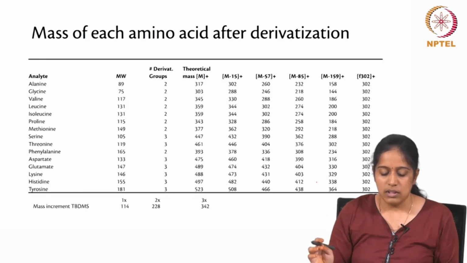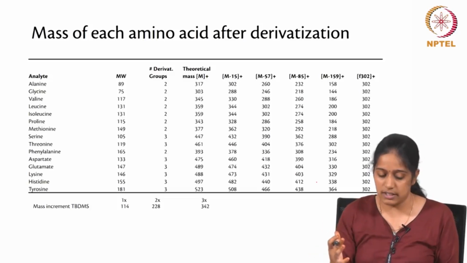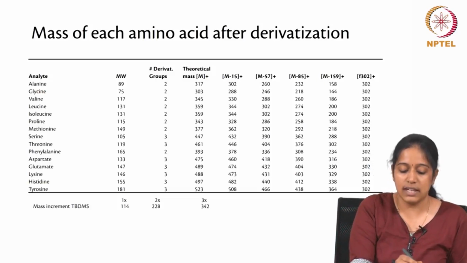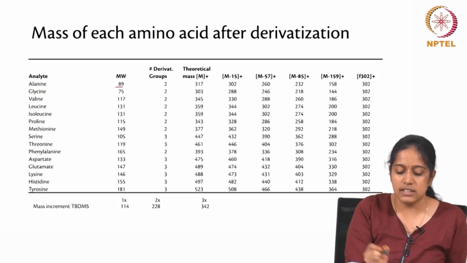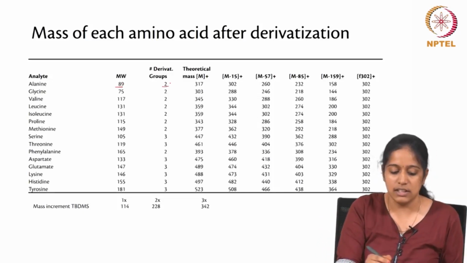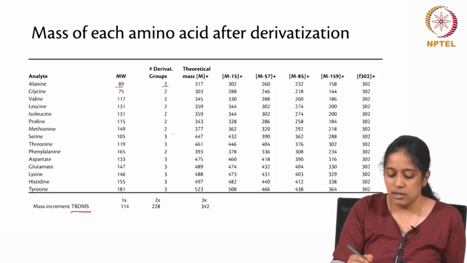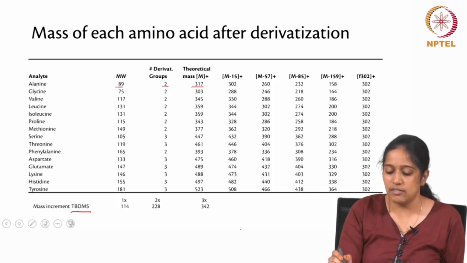So, this is the table that depicts the mass of each amino acid after derivatizing. For instance, if you look at alanine, its molecular weight is 89, and the number of groups at which the silyl molecules can attach themselves is 2, and so the theoretical molecular mass after derivatizing using this reagent called TBDMS gets incremented by 228, and so you have a theoretical mass of 317.